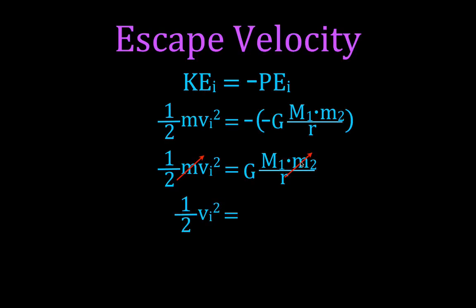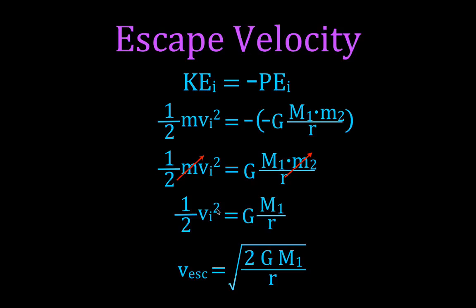And that means we're left with now 1/2 the initial velocity squared times g m1, well, g times m1 divided by r. Now I'm going to solve for this. I'm going to do this all in one step. I'm going to do two things. I'm going to multiply both sides by 2 to get rid of the 1/2. And then I'm going to take the square root to get rid of the square here.